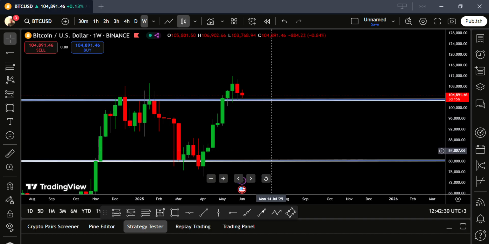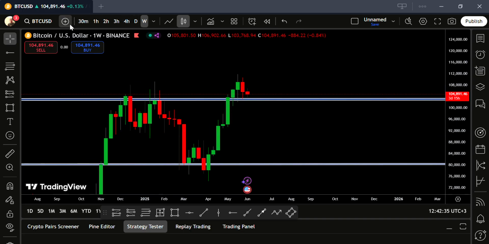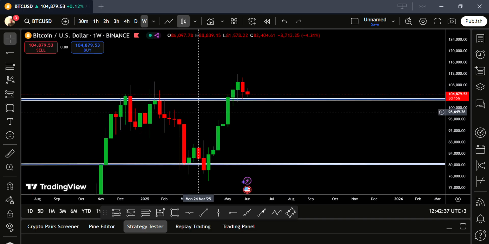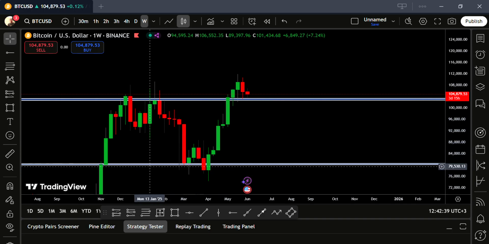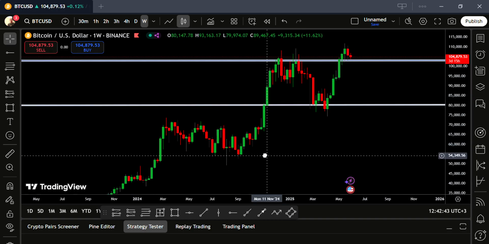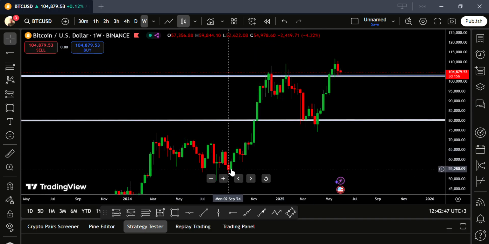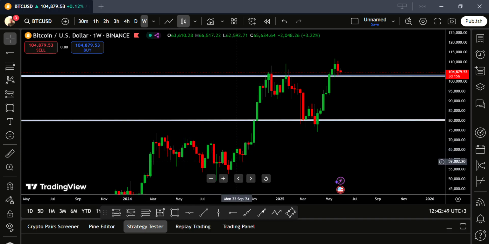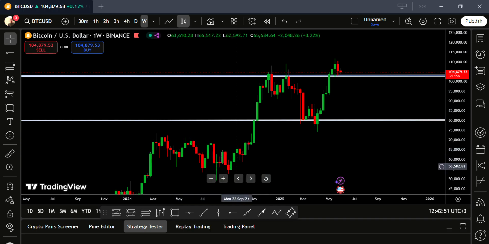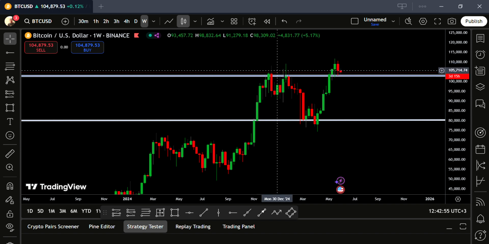Okay, so what you see is the weekly time frame. This is BTC USD, or what most of us call Bitcoin. So price was in an uptrend. Price was going up, or it is going up. So it made a high and then a low, and it spent almost a full year in this low, and then it made another high, then made another low.